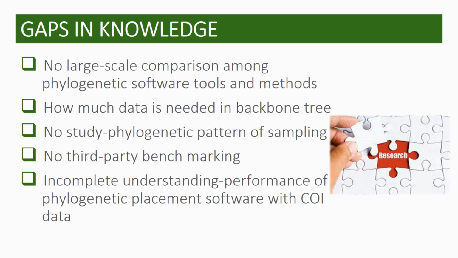Likewise, it has not yet been studied how the phylogenetic pattern of species coverage in the backbone tree influences phylogenetic accuracy. Then the fourth one is that there is still no third-party benchmarking for phylogenetic placement. And finally, there is an incomplete understanding of the performance of phylogenetic placement software tools with CO1 animal barcoding data.